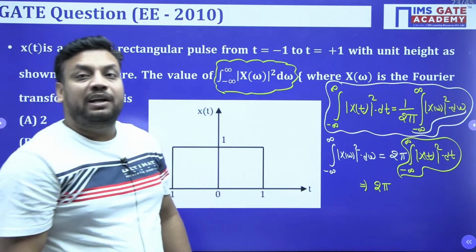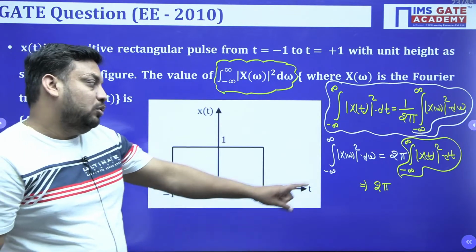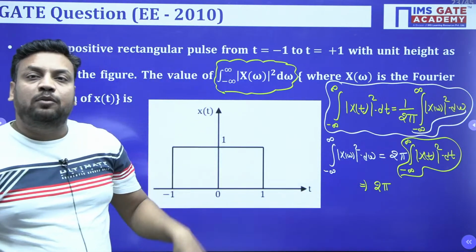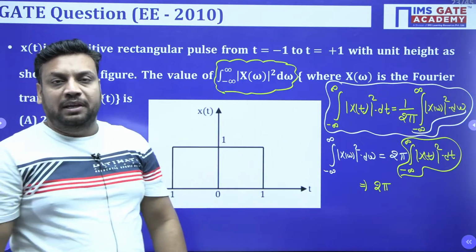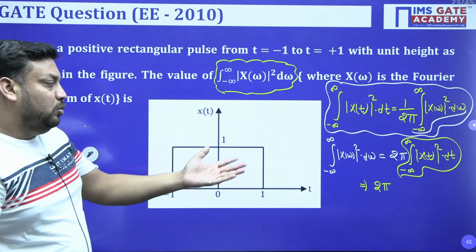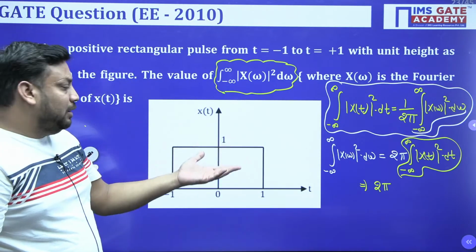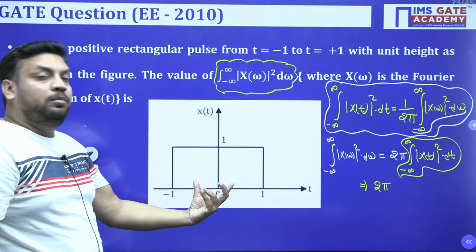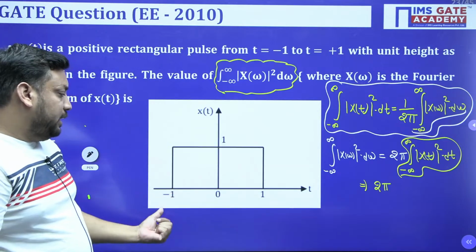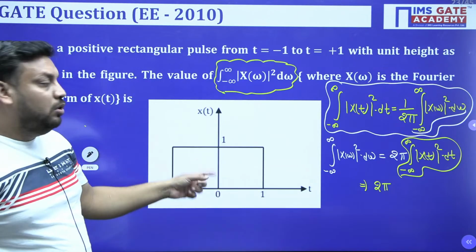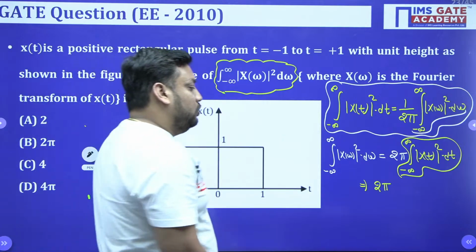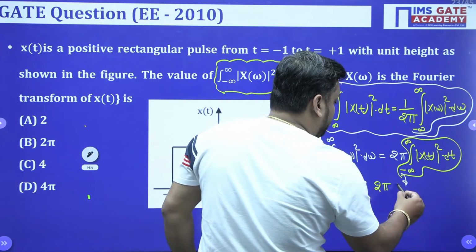And do you know what the short trick is to calculate the energy of a rectangular pulse in the time domain? A square into B, A square into B. So you should not waste time on integration, upper limit, lower limit and all. Just do A square into B. A means 1, whole square, into B. B means width. So from minus 1 to plus 1, the width is 2 and the magnitude is 1. So the answer is 1 squared into 2. So you should write this complete value is equal to 2 only.